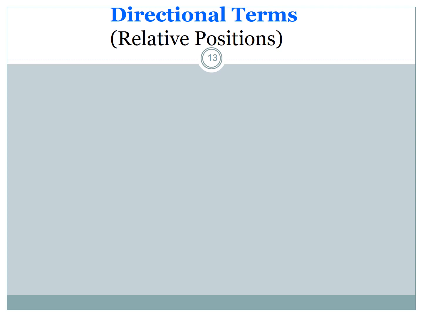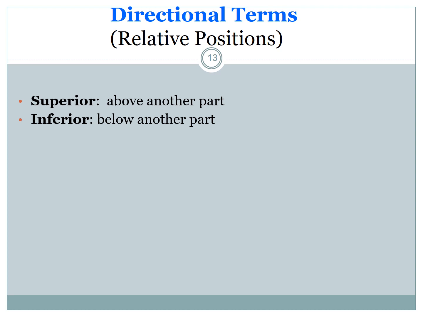Here are some directional terms, and all these directional terms are based on anatomical position. Superior means above another part. For instance, you could say that your eyes are superior to your nose. Inferior refers to below another part. For instance, your stomach is inferior to your diaphragm.